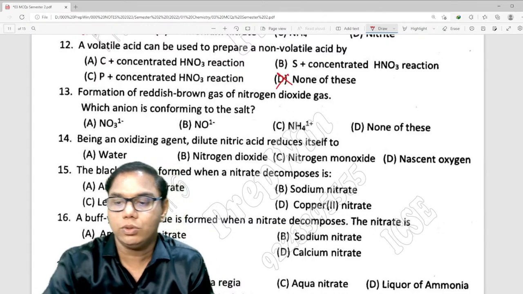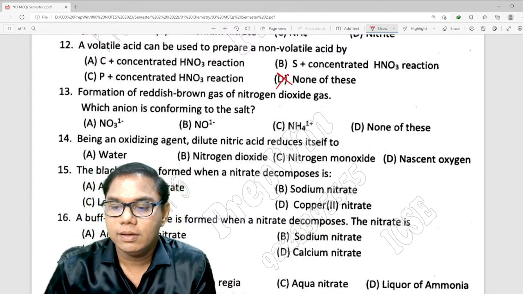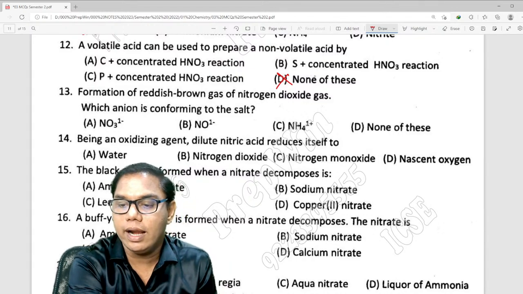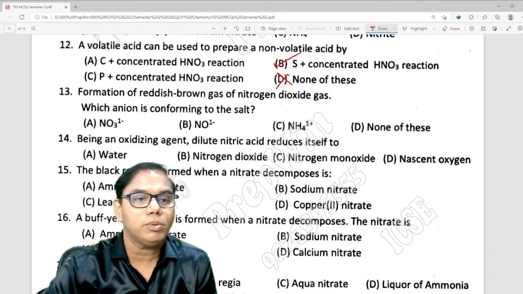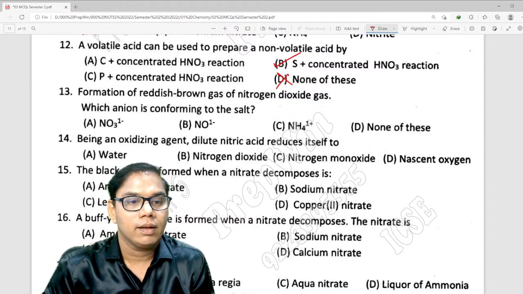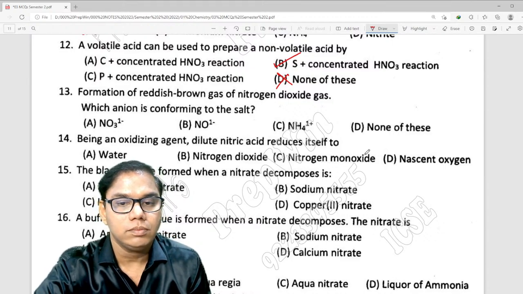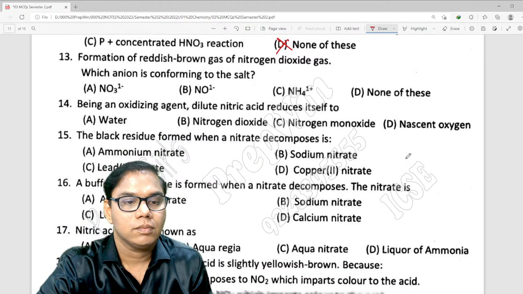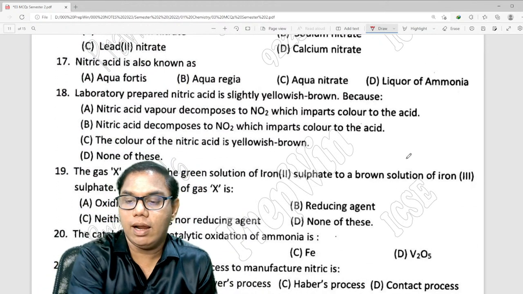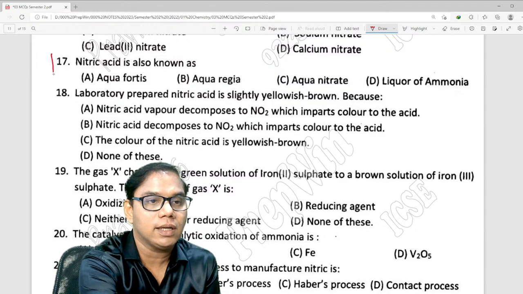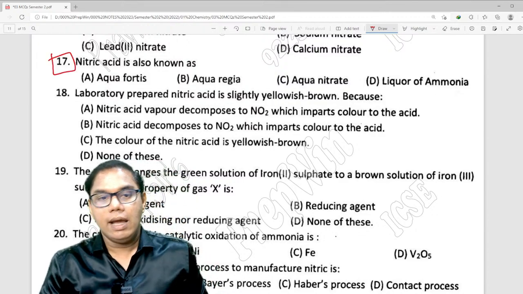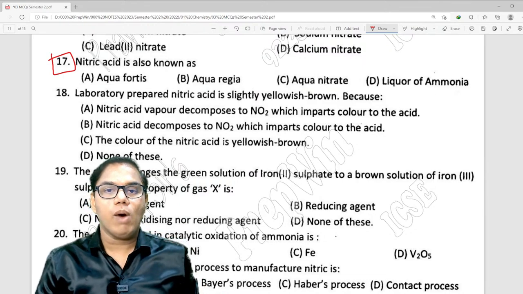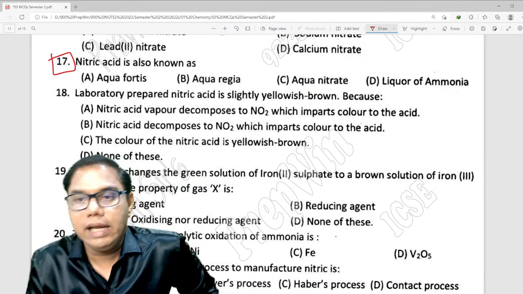Ye option nahi hai. Choose between these three. Yes, correct option is B. Correct? Okay, come to 17th wala question. Okay, give me answer for this. Nitric acid is known as what? Aqua fortis, aqua regia, aqua nitrate, liquor of ammonia.